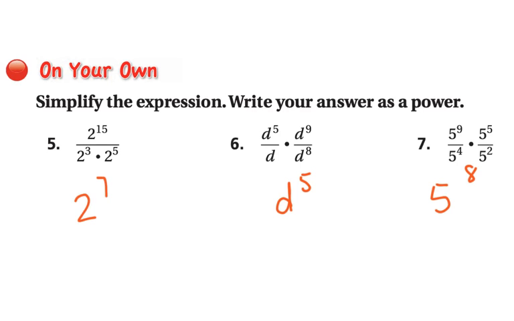So here you are. Number 5 should be 2 to the 7th power. Number 6 was d to the 5th power. And lastly, number 7 was 5 to the 8th power.